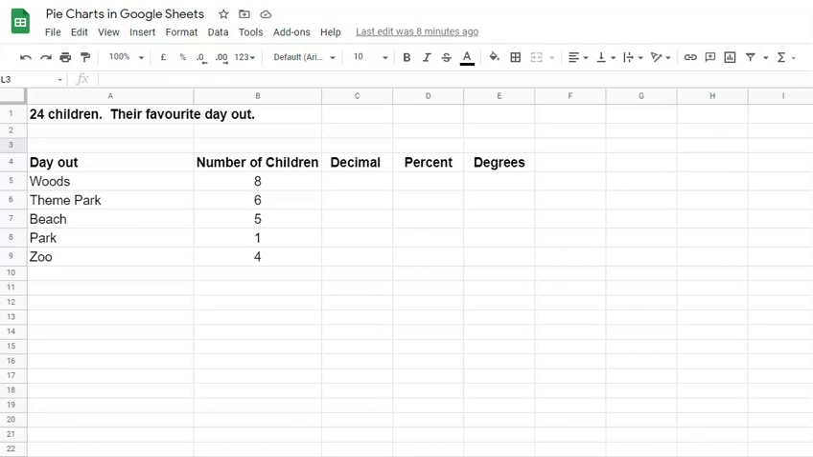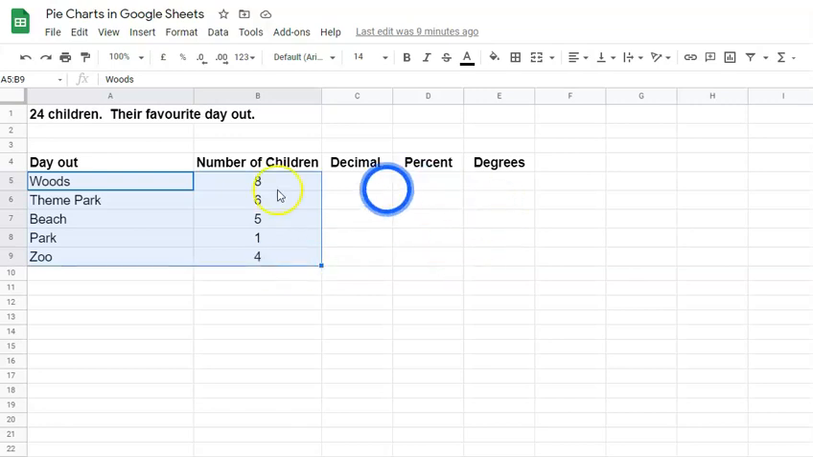Okay, so we're going to briefly look at how to draw a pie chart in Google Sheets or Excel. It's very easily done, but I want to also relate this to drawing a pie chart on paper. So to show how easily it's done, these are 24 children who've expressed their interest in a day out.